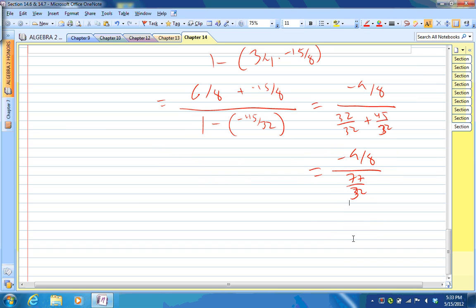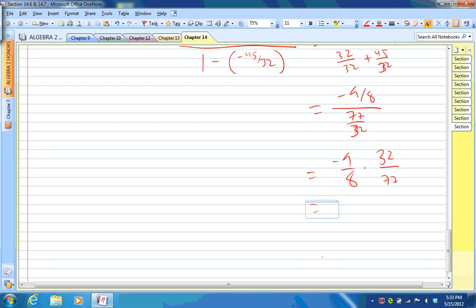Sorry, I'm drawing my 3's horribly. Negative 9/8, flip over the bottom fraction. So you get negative 36 over 77.